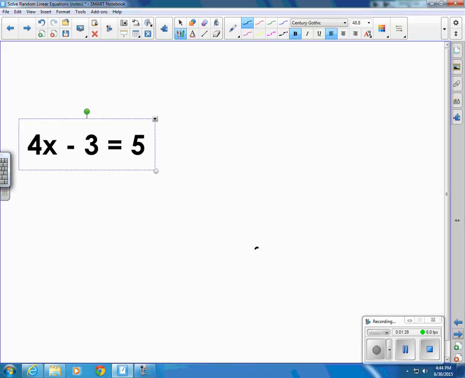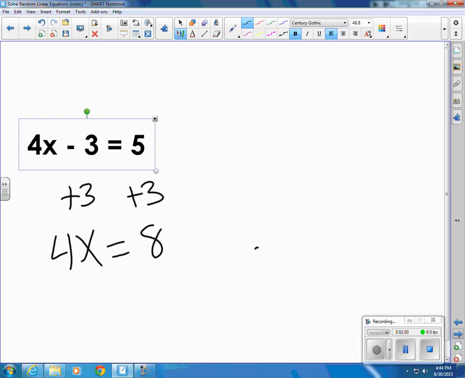4x minus 3 equals 5. Well, the opposite of subtract 3 is add 3. Whatever I do on one side of the equal sign, I have to do on the other, so that they will still be equal. Negative 3 plus 3 is 0, so 4x plus 0 is just 4x. 5 plus 3 is 8. Well, if 4 of those things is 8, one of those things would be 1/4 of that.